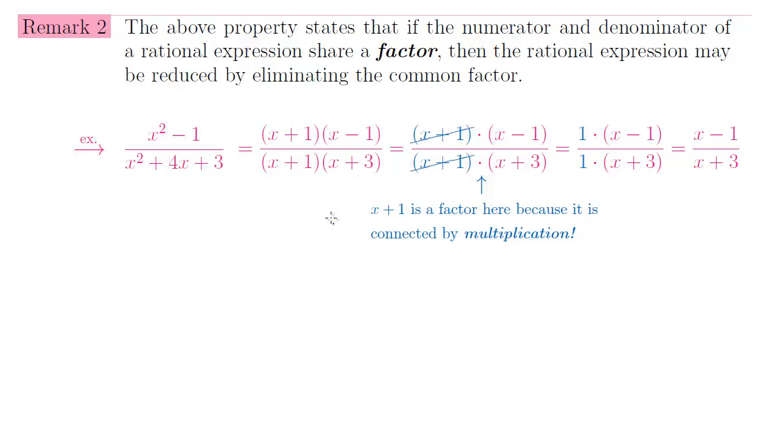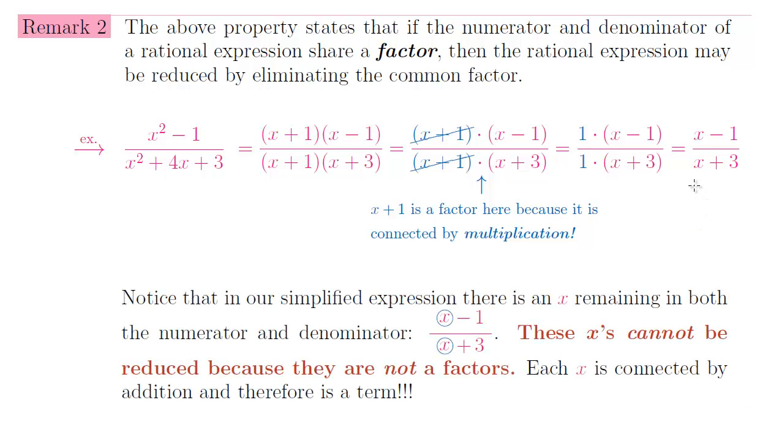And we can now apply the fundamental property of rational expressions. We can cancel the common factor of x plus 1, because x plus 1 divided by x plus 1 is 1, and 1 times x minus 1 is x minus 1. 1 times x plus 3 is x plus 3. This means that our rational expression x squared minus 1 over x squared plus 4x plus 3 reduces to simply the rational expression x minus 1 over x plus 3.